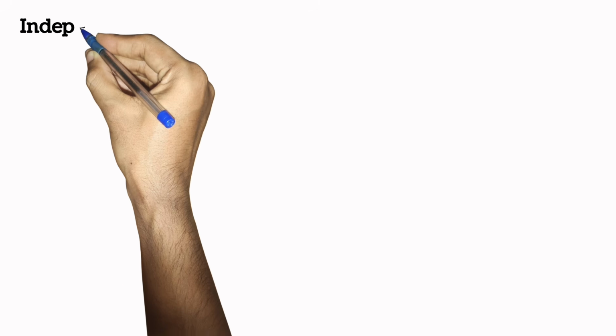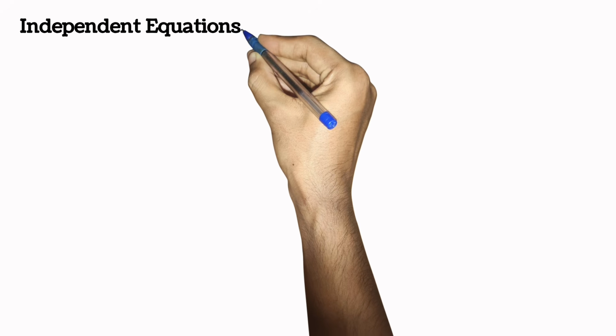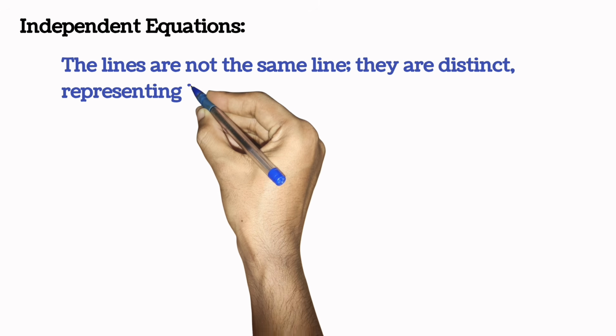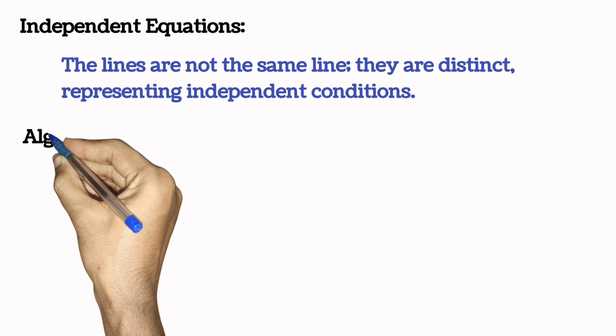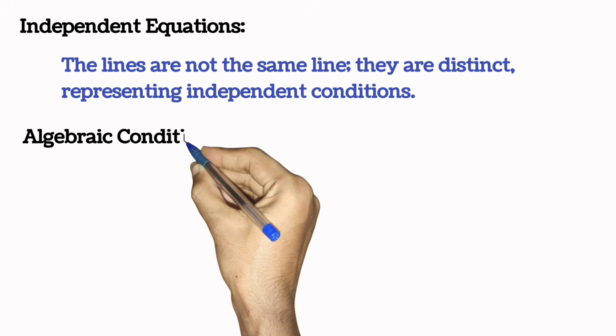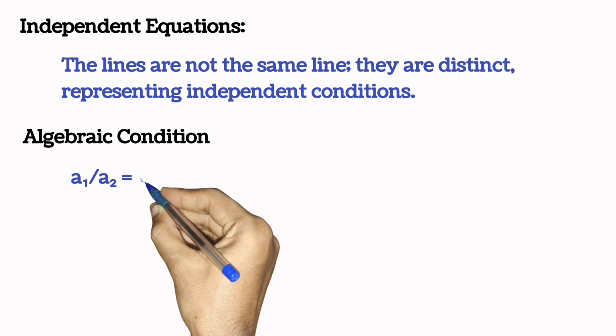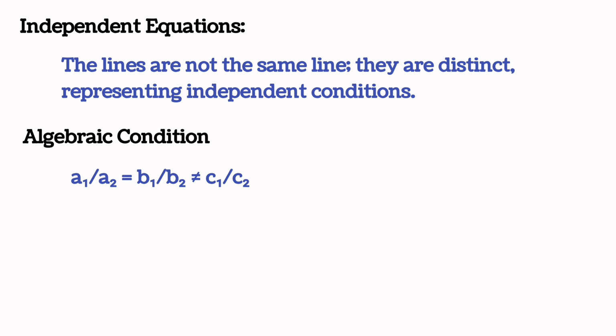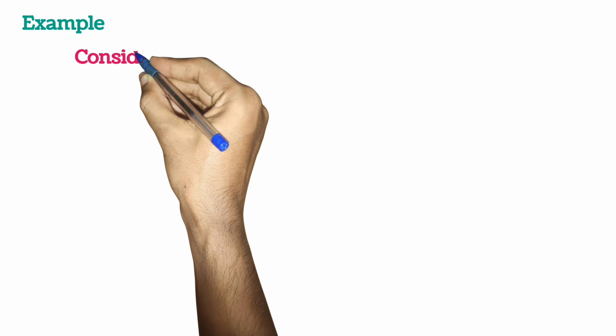Now independent equations for no solution: the lines are not the same line, they are distinct, representing independent conditions. The algebraic condition satisfied for no solution is a1 by a2 equal to b1 by b2 not equal to c1 by c2. For more clarity, look at an example.